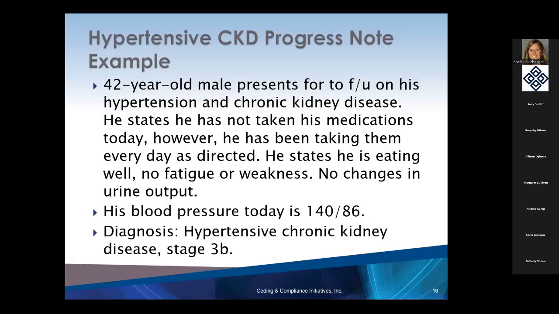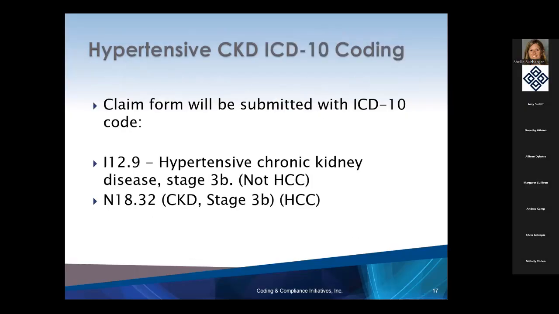What would make this note a little bit better for us is to specify if that hypertension is at goal or not. But from a value-based perspective, we have hypertensive chronic kidney disease. So we have the combination code and we have the stage of the kidney disease. So our claim form will be submitted with two diagnoses: hypertensive chronic kidney disease and the stage of the kidney disease.